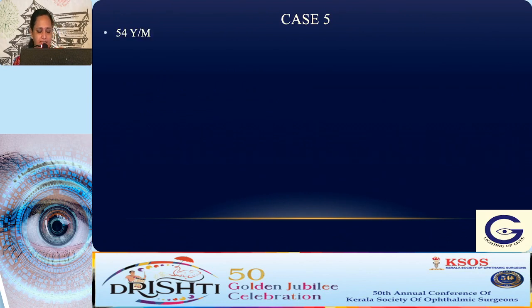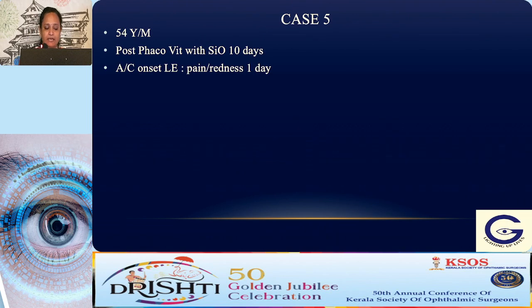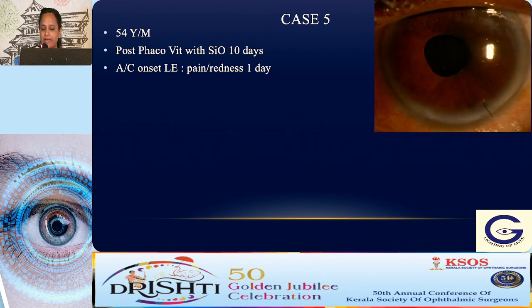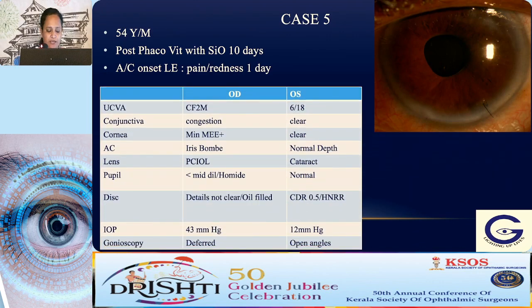Coming to the last case, this was a 54-year-old male who had undergone phaco-vitrectomy with silicone oil 10 days back. He presented with acute onset of left eye pain, redness since 1 day. This was the presentation. On examination, the uncorrected visual acuity was counting fingers 2 meters. Conjunctiva was showing some congestion. There was some amount of epithelial edema, but the AC was showing iris bombé. It was a pseudophakic eye.